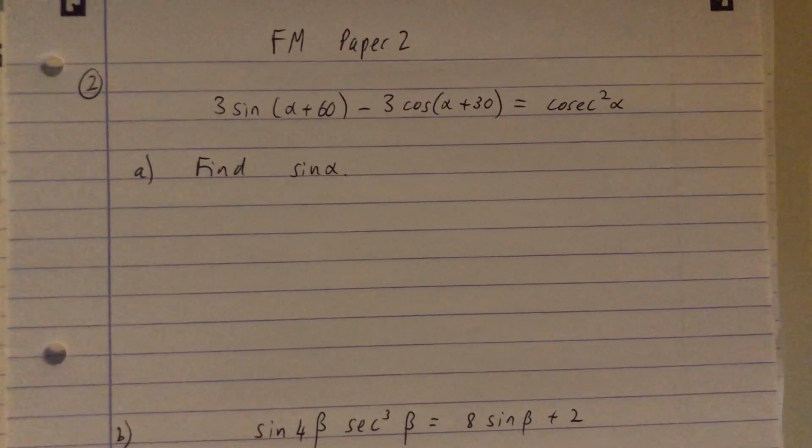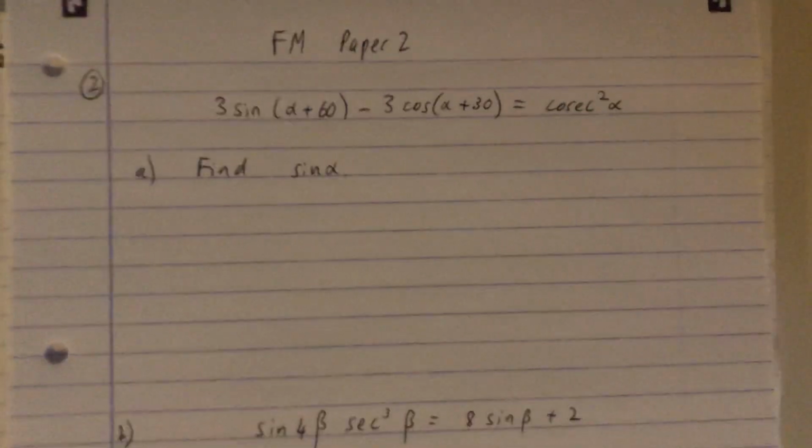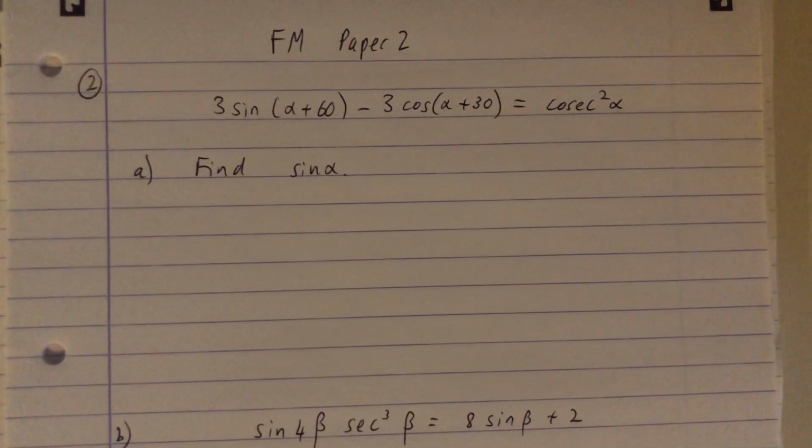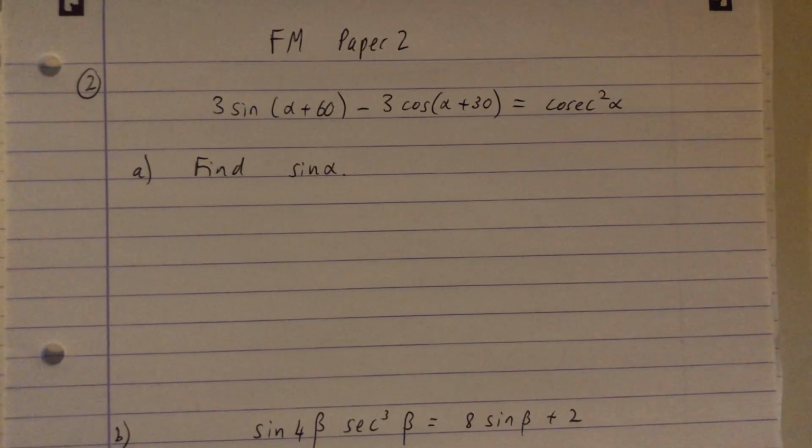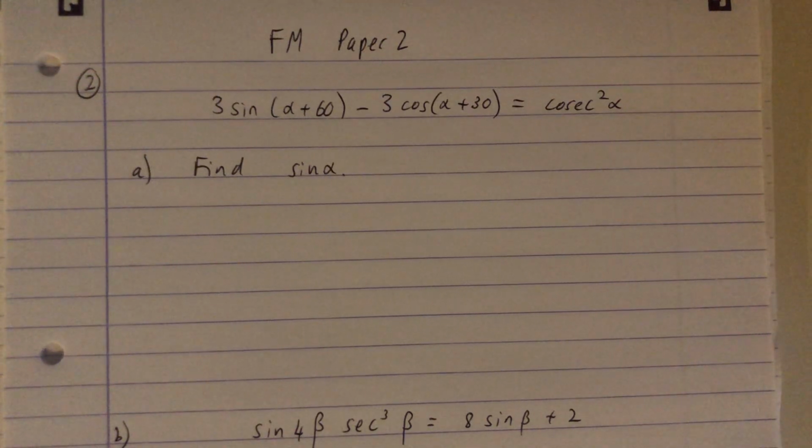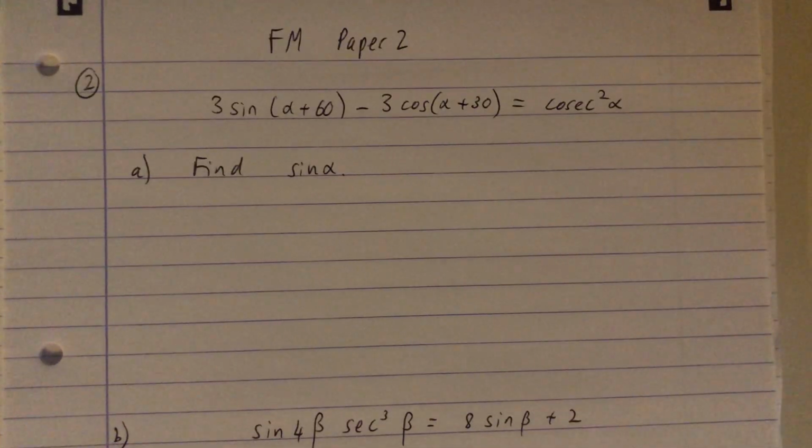Just going to do a couple of requests from paper 2 further maths internal exam. So paper 2 question 2 was a trig question. You had 3 sine(alpha plus 60) subtract 3 cos(alpha plus 30) is equal to cosec squared alpha. You're asked to find the exact value of sine alpha.